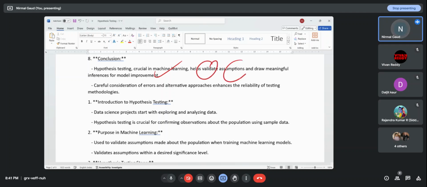So hypothesis testing is important in machine learning. That helps to validate the assumption. We do have an assumption. That's what we call a null hypothesis. And we need to draw meaningful inferences for model improvement.